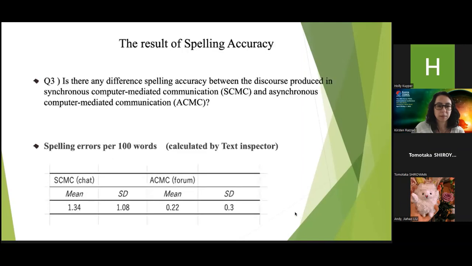The result of spelling accuracy. Spelling accuracy is measured as errors per 100 words. The 100 words are randomly selected, then calculated by Text Inspector. ACMC is 1.34 and SCMC is 0.22. So the more accurate one is the SCMC mode.